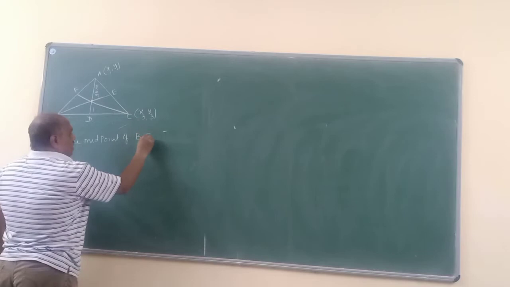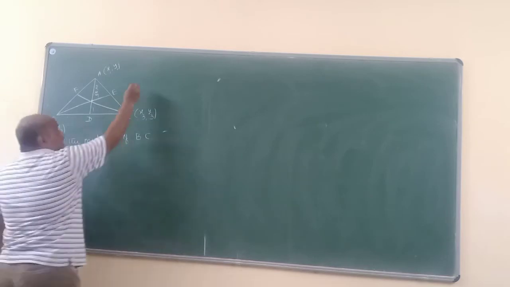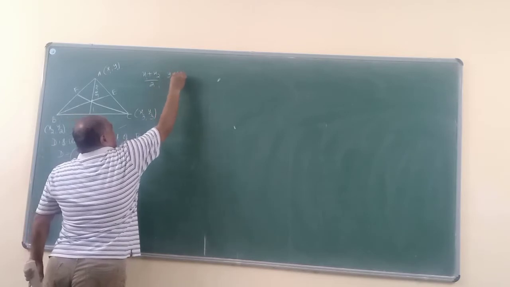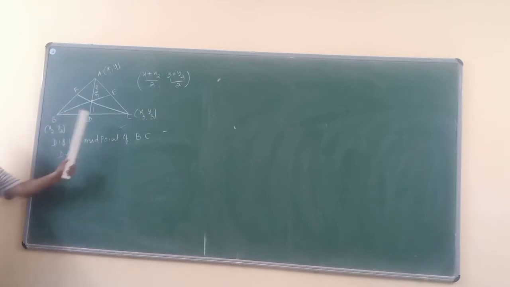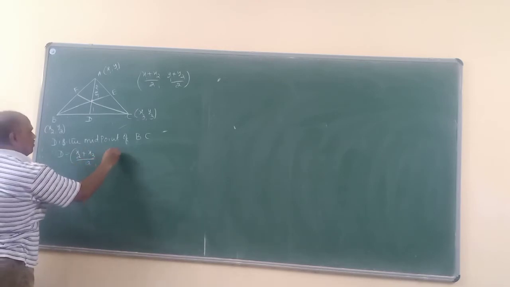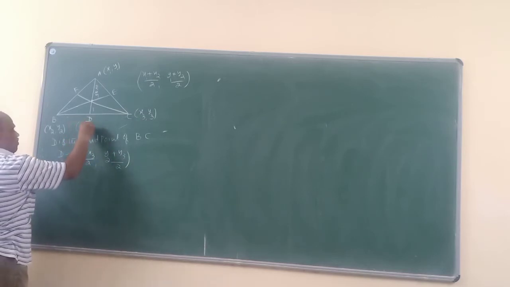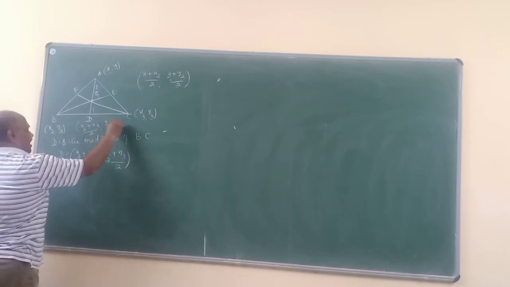of BC. Therefore, D coordinate is equal to, you know the midpoint formula, x2 plus x3 divided by 2, y2 plus y3 divided by 2. This is the coordinate of D.